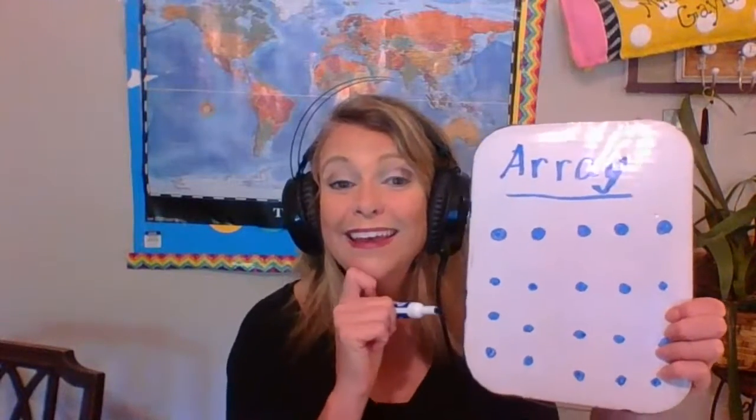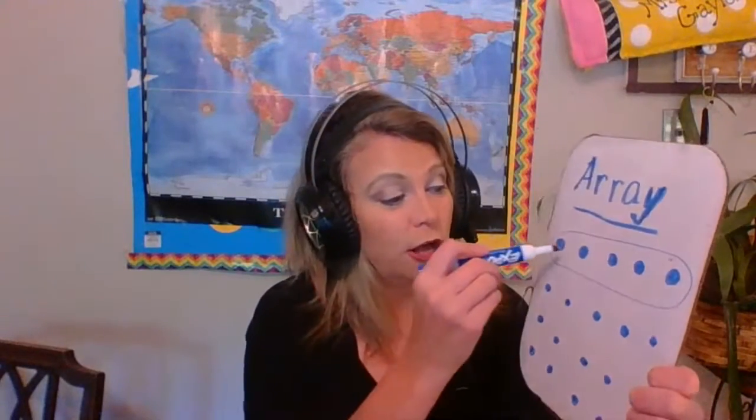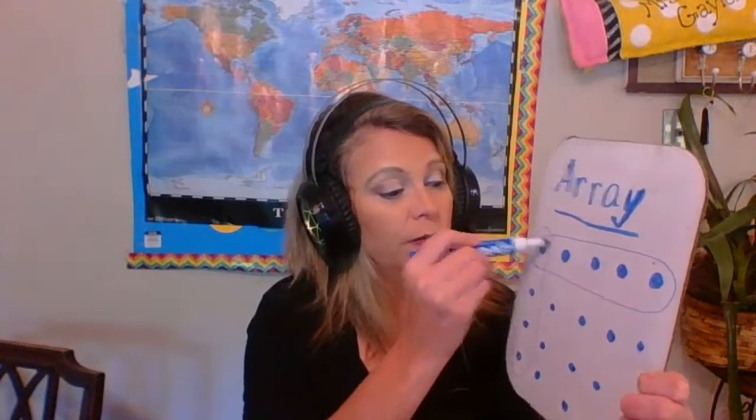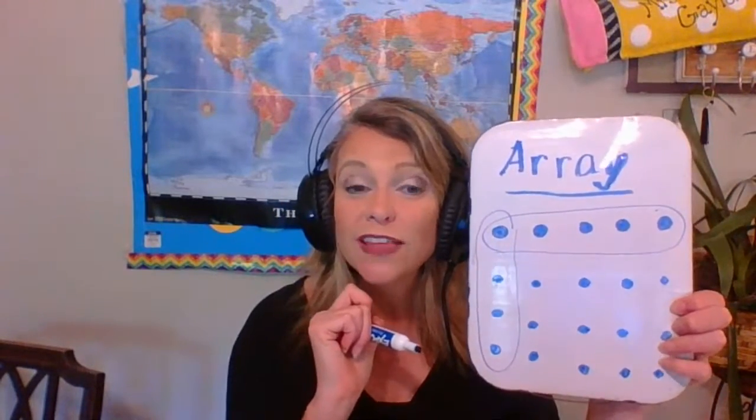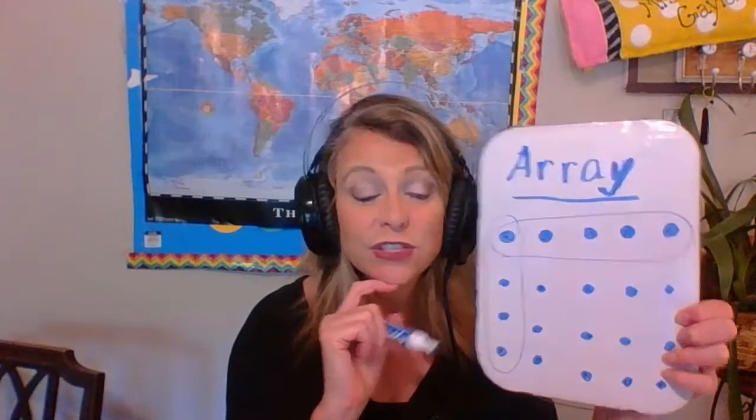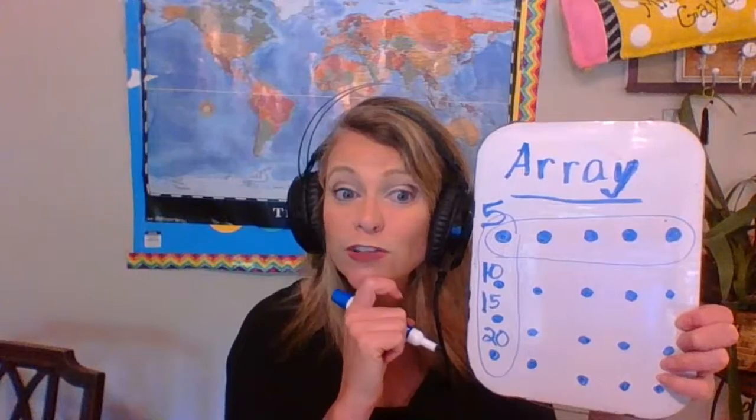Well, there were how many in each row? 1, 2, 3, 4, 5. There were how many in each column? 1, 2, 3, 4. Now, there's 2 ways you can solve this. You can count by 5s. Okay, let's say if we did that. For this row would be 5, 10, 15, 20. We could count that way going across. That would be counting by 5s. Again, 5, 10, 15, 20.